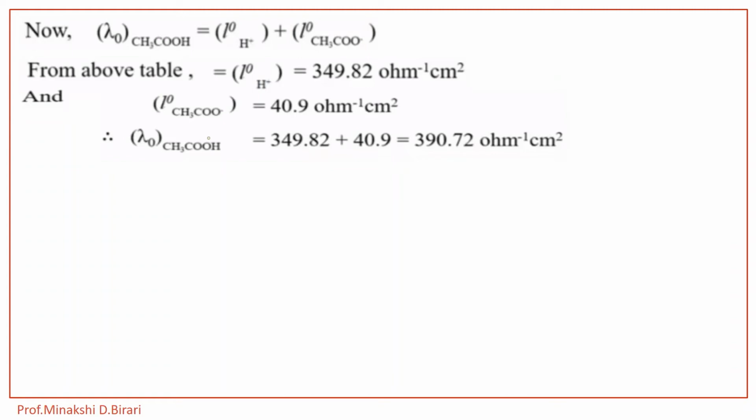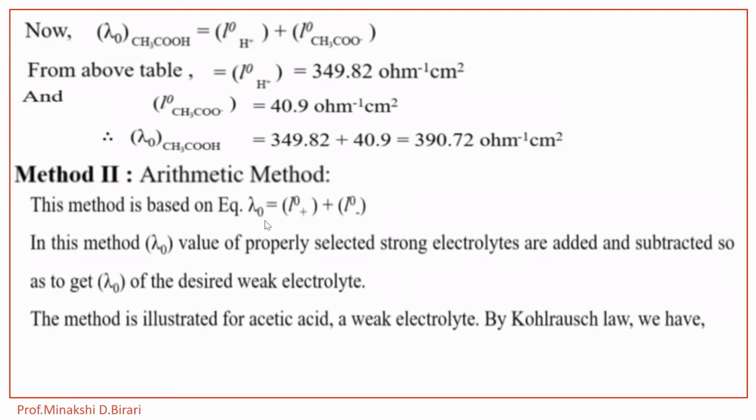Now the second method, arithmetic method. This method is based on the equation lambda 0 is equal to lambda 0 plus plus lambda 0 minus, that means for cation and for anion. So in this method lambda 0 values of properly selected strong electrolytes are added and subtracted so as to get lambda 0 of the desired weak electrolyte. This method is illustrated for acetic acid, which is again a weak electrolyte.